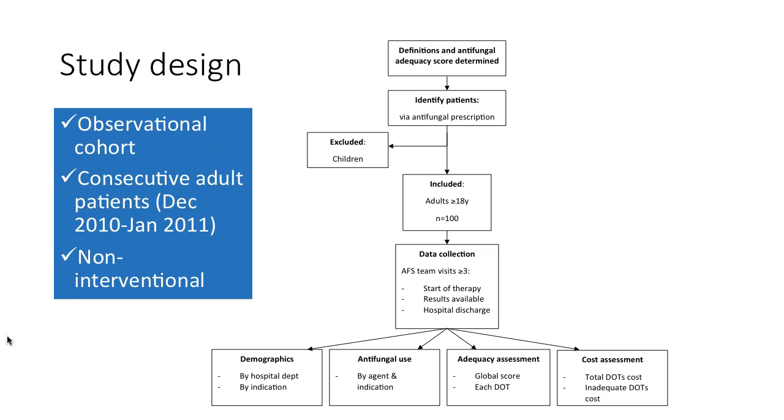Once that was predefined, they identified the patients consecutively. They did this by getting flags from the pharmacy department for any new antifungal prescription, and they had predefined antifungals that they were looking at specifically, mainly systemic antifungal use. They excluded children, like most studies, and only focused on adults. So the first 100 orders that came through.